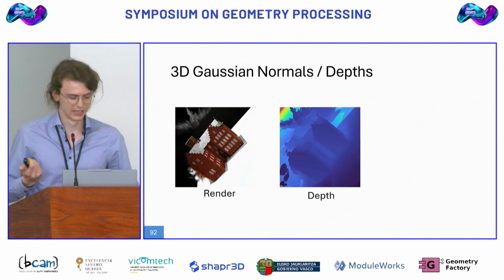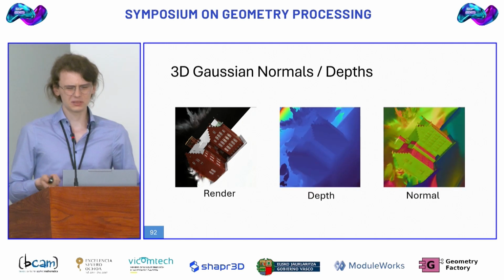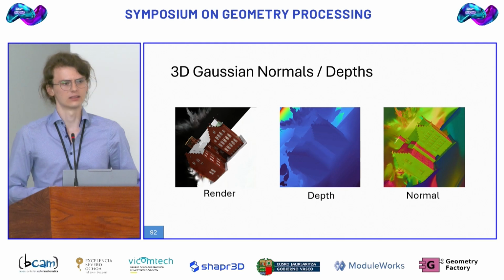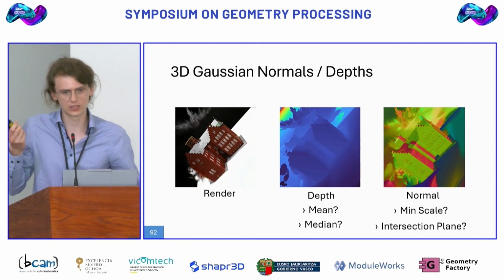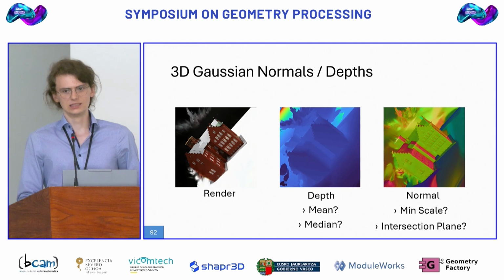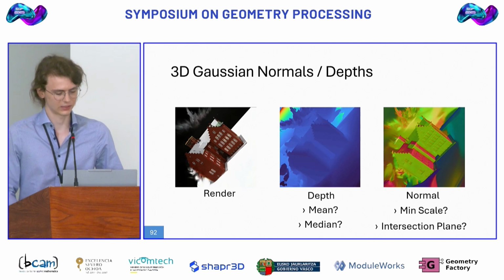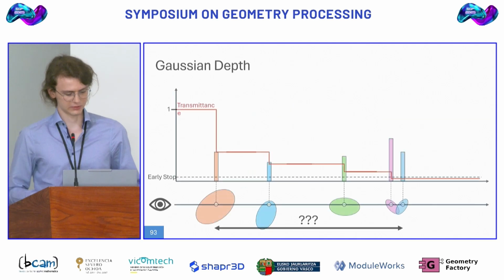But there's a problem, because if we have this rendering from a 3D Gaussian scene, how do we even find the depth and the normal vector? What does depth and normal vector even mean for 3D Gaussians? And this is unfortunately not an entirely solved problem, and there's a lot of competing definitions floating out there. We will go through some of them.